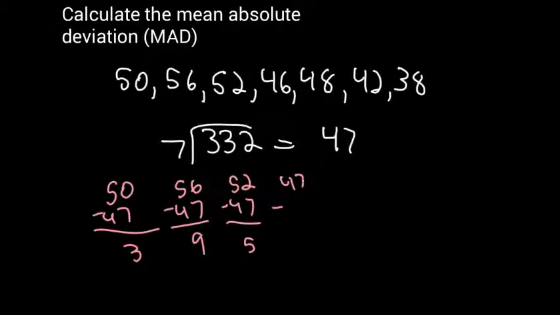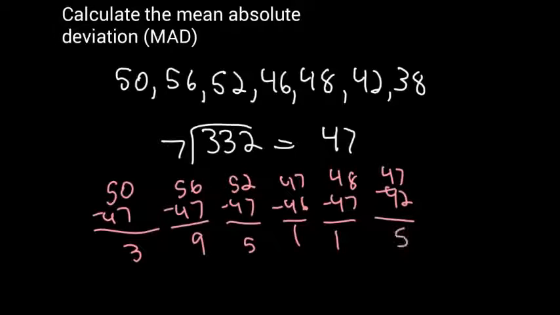47 minus 46 would be 1. 48 minus 47 would be 1. 47 minus 42 would be 5. And 47 minus 38 would be 9.